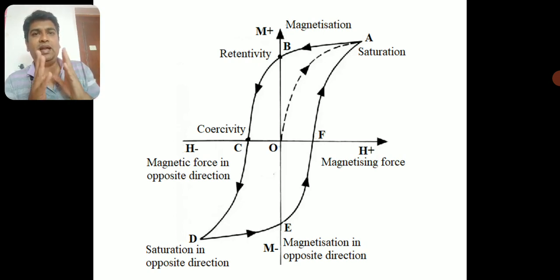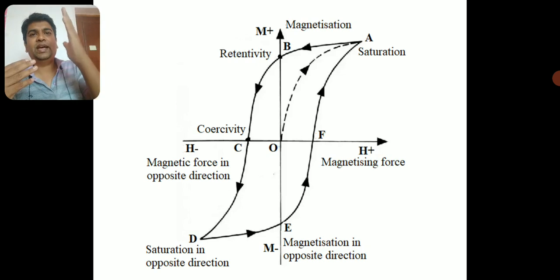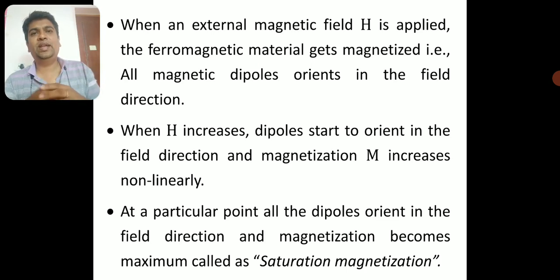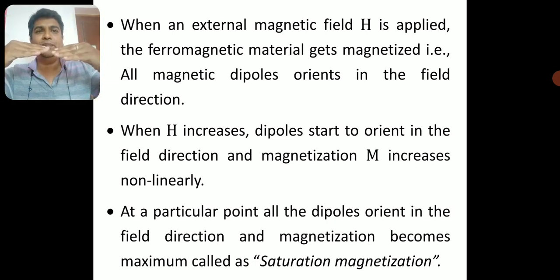Now we have plotted a graph of magnetization versus magnetizing force. On the x-axis I have the magnetizing force. I am applying a force in terms of magnetic field, and the y-axis is the magnetization. Let us see what will happen. When an external magnetic field, this magnetizing force, is applied to the ferromagnetic material, it is magnetized, strongly magnetized in fact, and that means all these magnetic dipoles orient in the direction of the field.